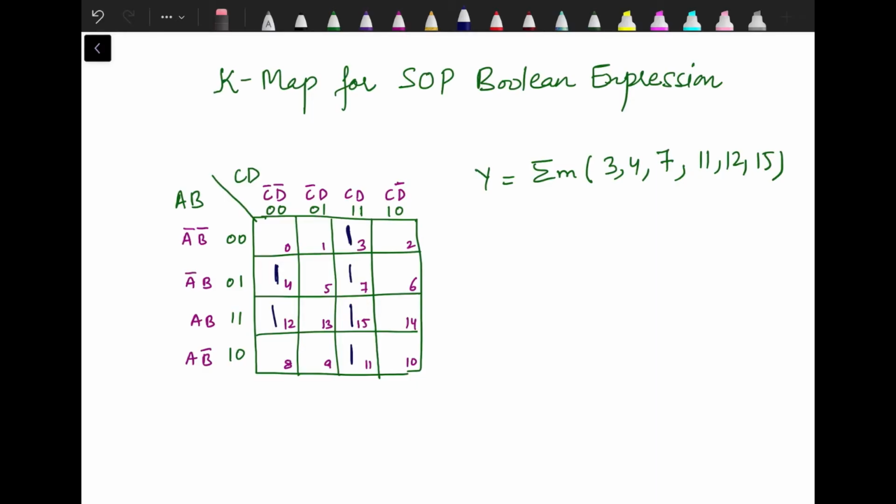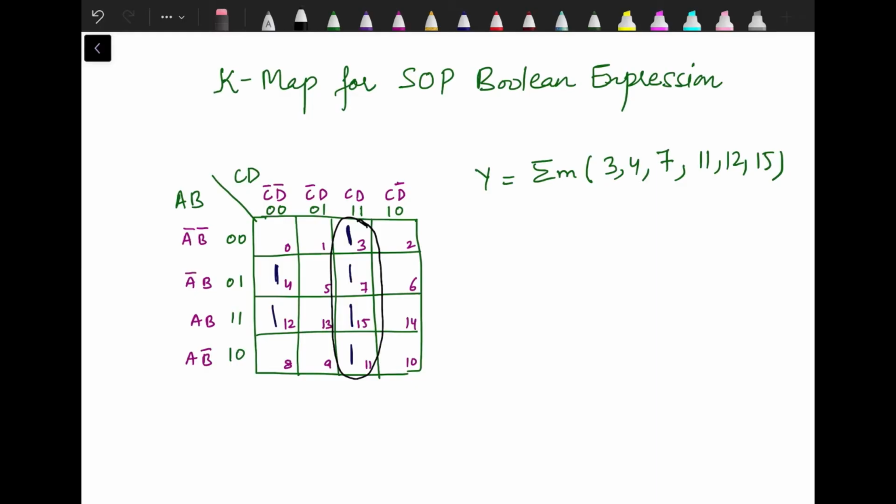When we are doing the grouping of ones, our target is always to look for the octet. Is there any octet possible in this case? No. So the next preference is that we need to look for the quad. Do we have any quad? Yes. We can make the quad of these 4 adjacent ones which are there in the form of a column.